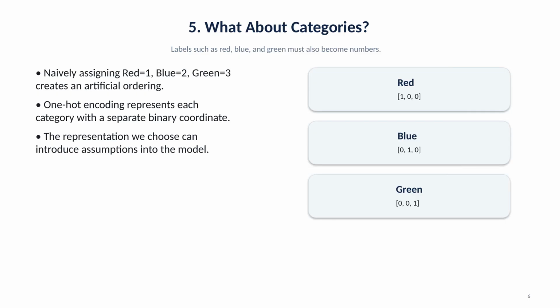Labels like red, blue, and green must become numbers. If you naively assign red equals 1, blue equals 2, green equals 3, you create an artificial ordering the model can exploit. One-hot encoding gives each category its own binary coordinate. Red becomes 100, blue 010, green 001. Choose representations carefully because they inject assumptions into the model.